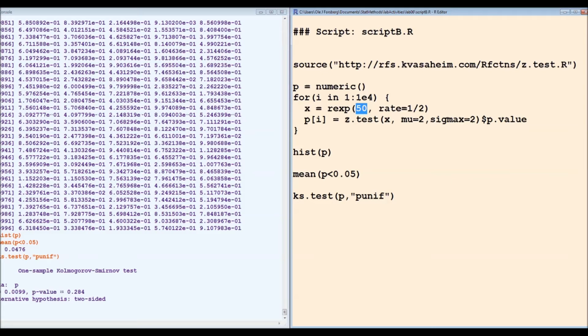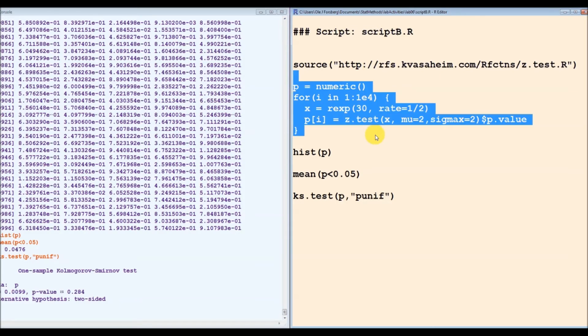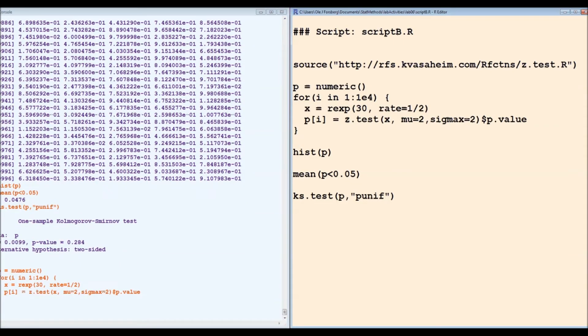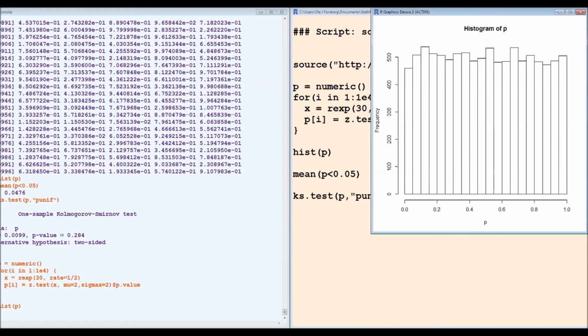Remember, the central limit theorem helps. Now if we move on to 3, we're going to change that sample size from 50 to 30 and rerun it. I don't need to rerun the source because R already knows the z-test function. Control R this, wait for a second and a half, there we go, and look at the p-values.